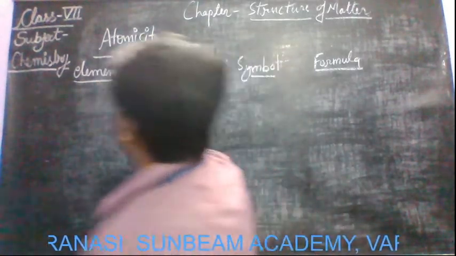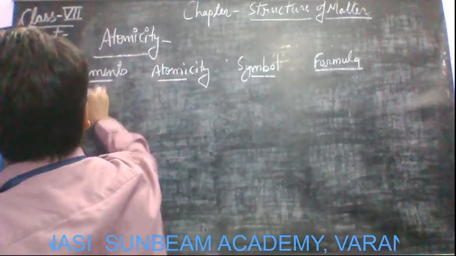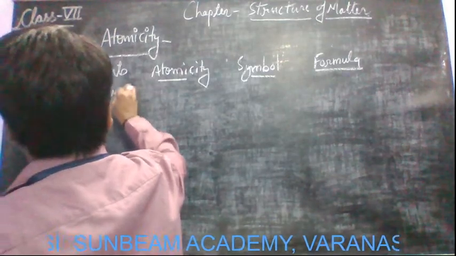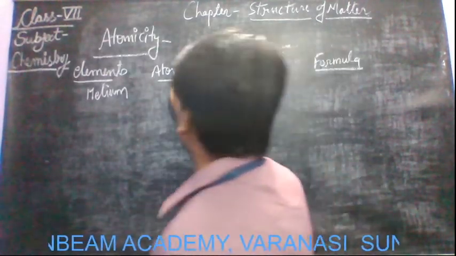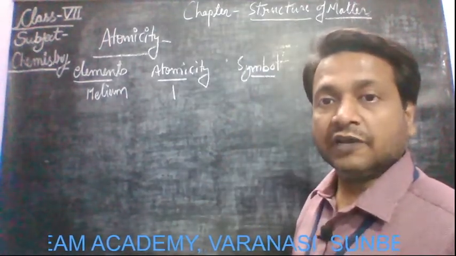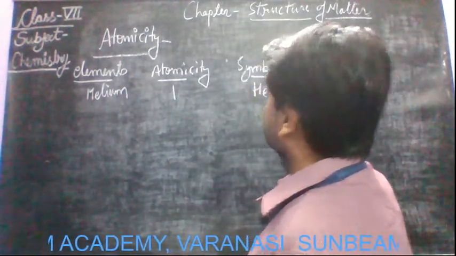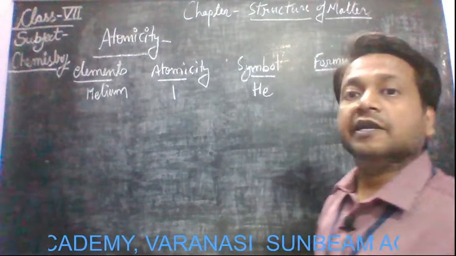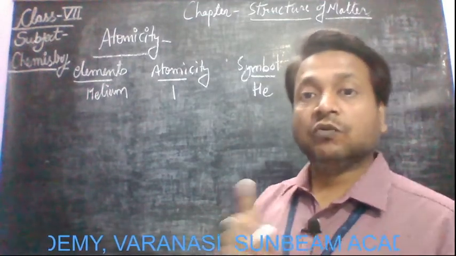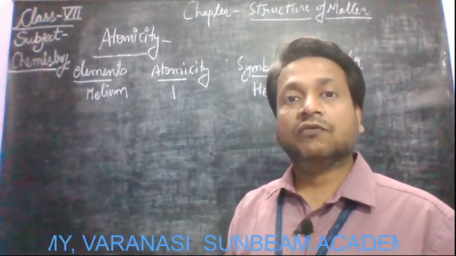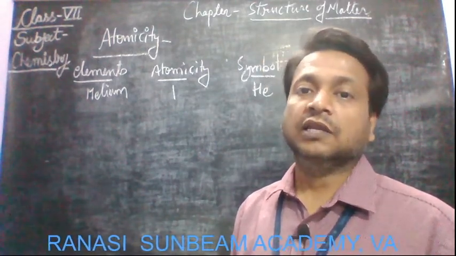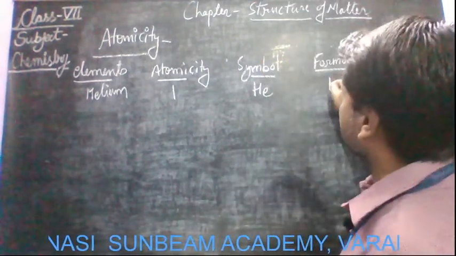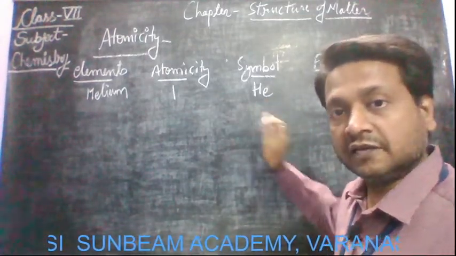The element helium, its atomicity will be 1. The symbol of helium is He, and its formula means that one molecule of helium contains one atom of helium. So the formula will be the same as the symbol.